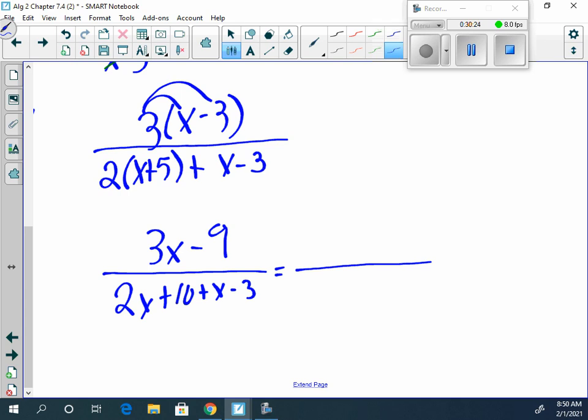Everybody's saying, wait, why? Because we need to combine like terms. Oh, because 2x plus x is 3x. 10 minus 3 is 7. Okay, and I have a feeling the textbook's going to be a little bit picky, or Big Ideas is, because it always is.